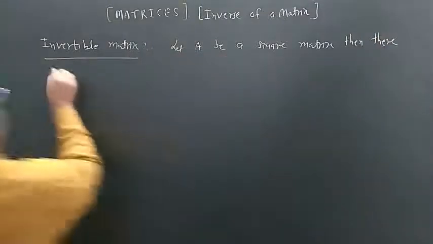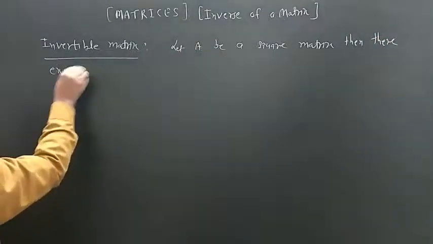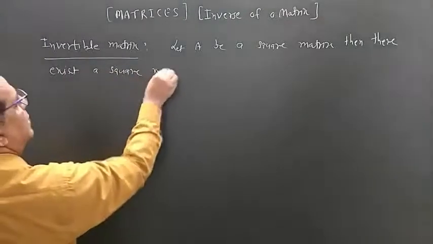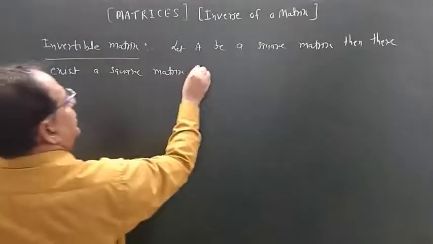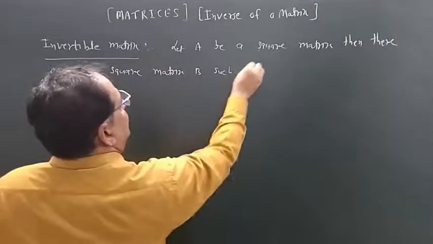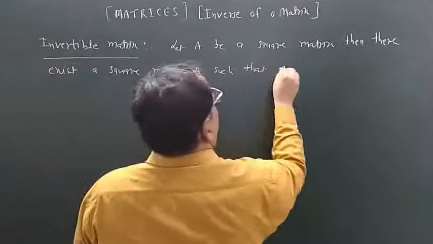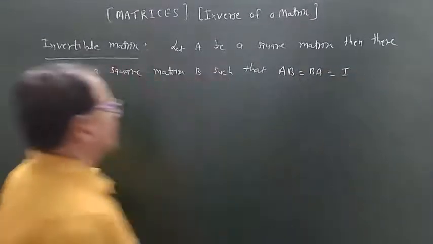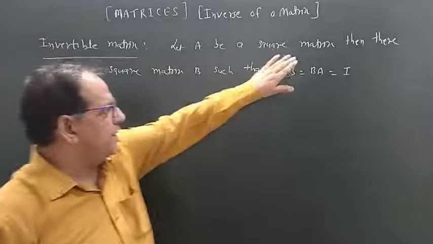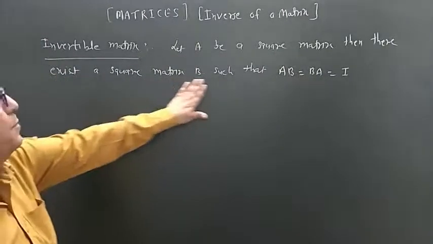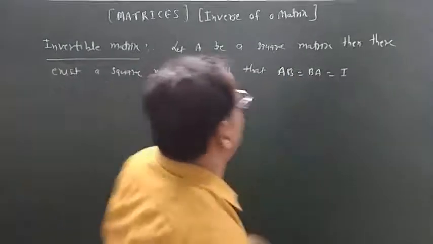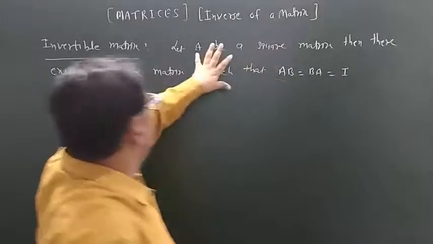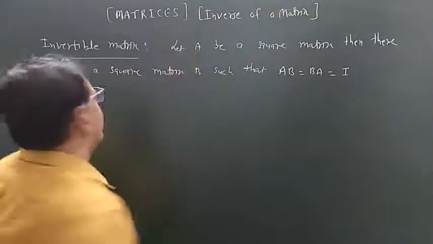So let A be a square matrix, then there exists a square matrix B such that AB equal to BA equal to I. If A is a given square matrix, then there exists a square matrix B such that AB equal to BA equal to I, where I is the identity matrix of the same order as the given matrix A.